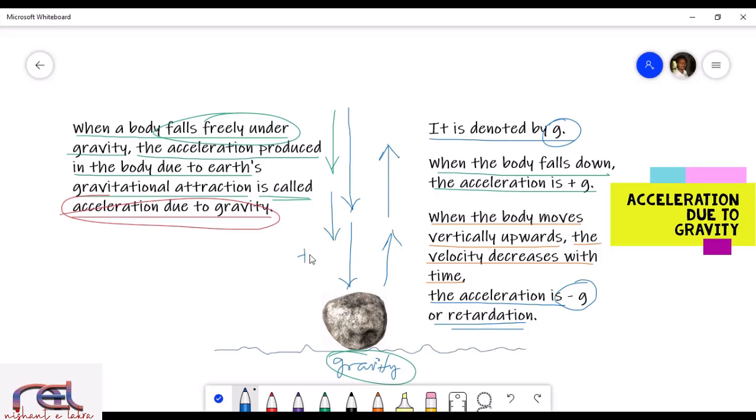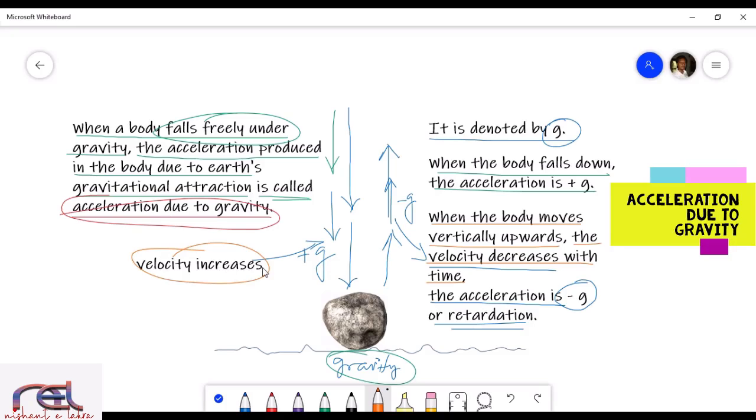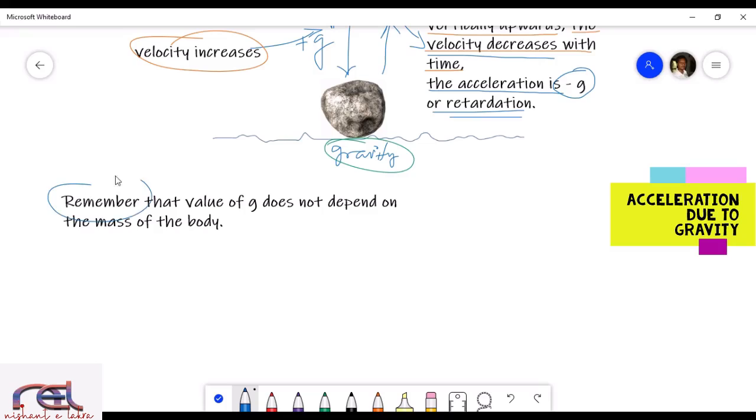Now when the body falls down, what happens to the velocity? It will increase, but when the body moves upwards, the velocity decreases. When the body falls down freely because of gravity, it is called as acceleration due to gravity, which is plus g, and when it is moving against gravity, it is known as retardation, right? Like you can see, I'm trying to explain to you that velocity increases when a body is freely falling because of gravity.